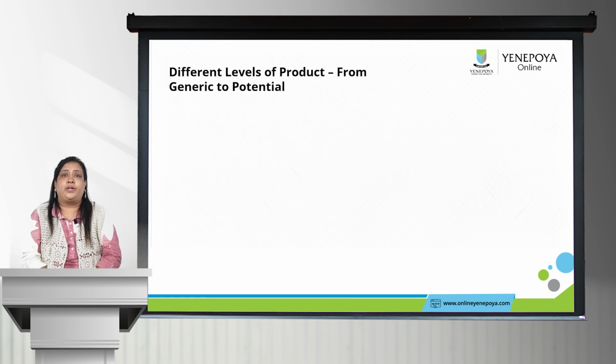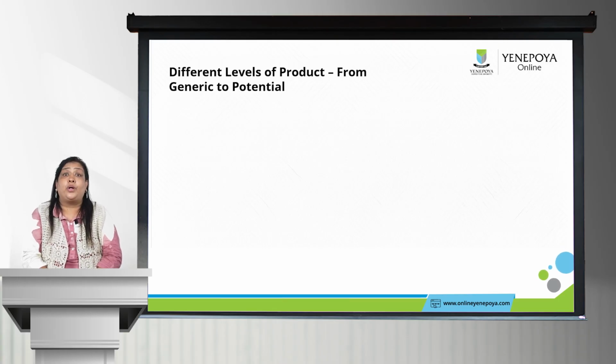Now we move on to the different levels of a product, from generic to potential. In this regard, let me ask you a fun-loving question. If you go to a shop and buy a pen for 5 rupees, and then walk into a fancy store and buy a Parker pen for 500 rupees, both will write, obviously, right? Yes. So why is the price different? There is a difference in prices, and more importantly, why do people still buy the 500 rupee pen?